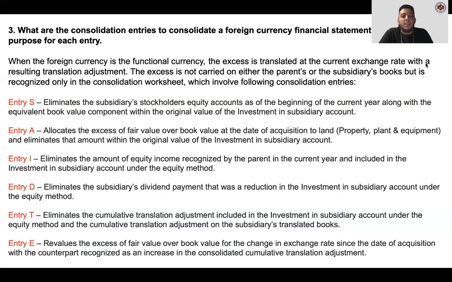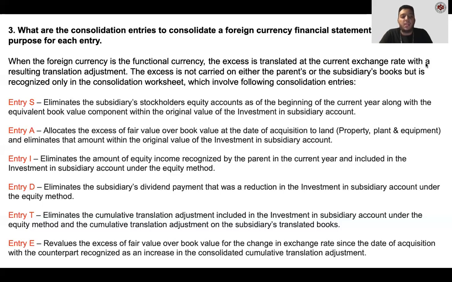Entry I eliminates the amount of equity income recognized by the parent in the current year and included in the investment in subsidiary account under the equity method. Entry D eliminates the subsidiary's dividend payment that was a reduction in the investment in subsidiary account under the equity method. Entry T eliminates the cumulative translation adjustment included in the investment in subsidiary account under the equity method and the cumulative translation adjustment on the subsidiary's translated books.